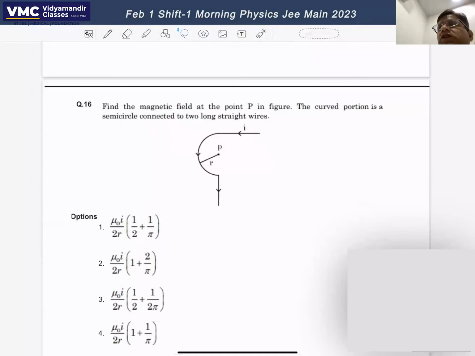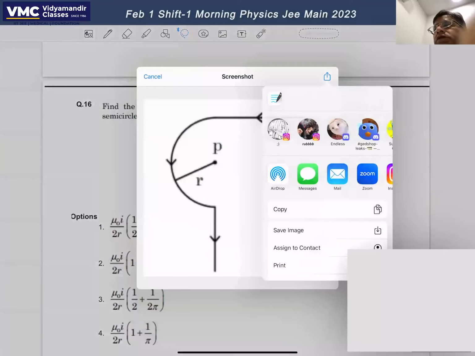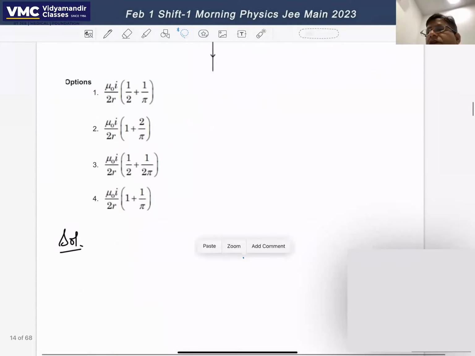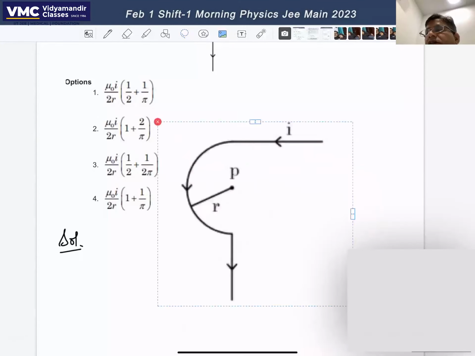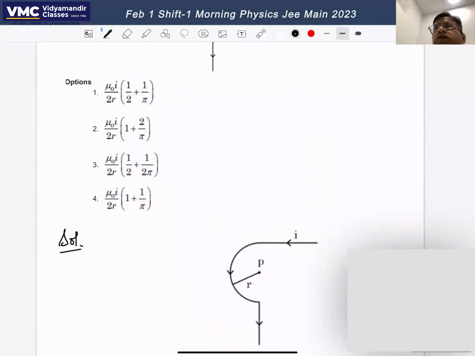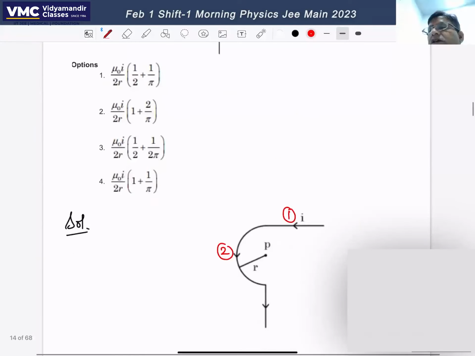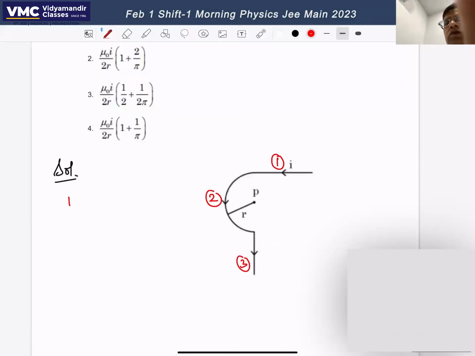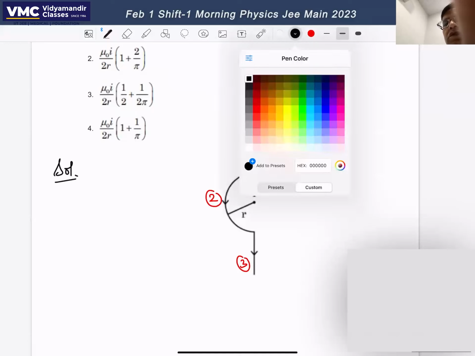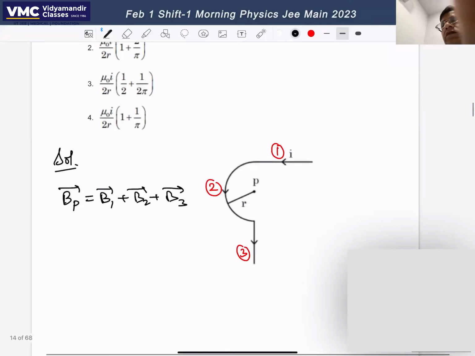So we will consider these as say three different wires, and all these wires will have some magnetic field. For this first wire, this is say second, and this is say third wire. So magnetic field at point P will be say vector sum of the fields of these three wires. So field of first wire, then field of second wire, and then field of third wire.